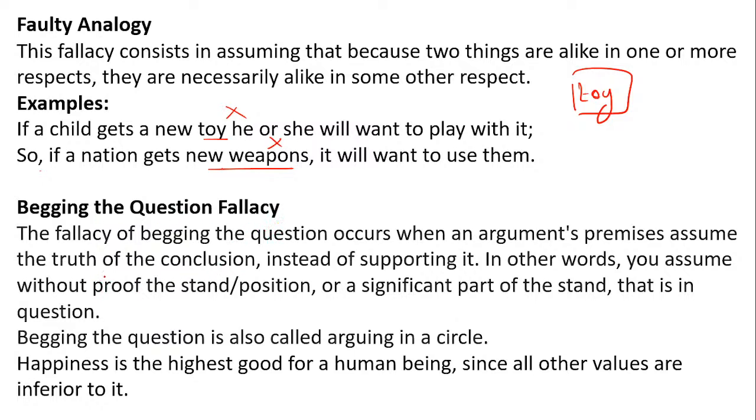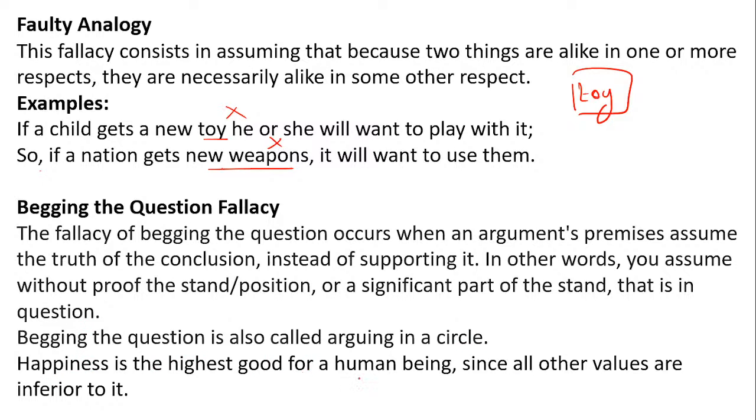So the begging the question fallacy is called that when an argument's premises assume the truth of the conclusion instead of supporting it. In other words, you assume without proof a significant part of the point in question. So it is called arguing in a circle. The example is very nice.